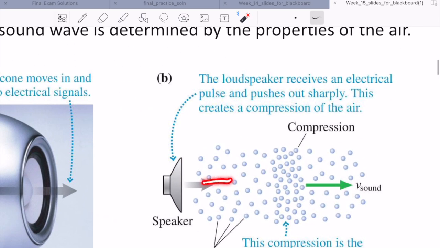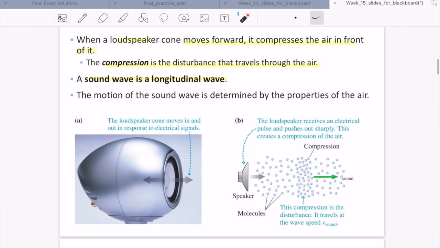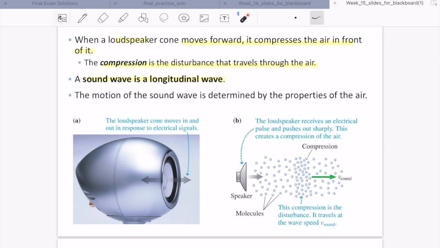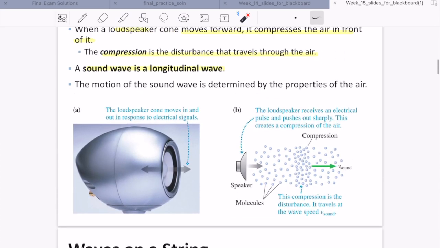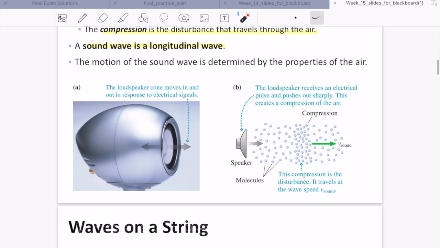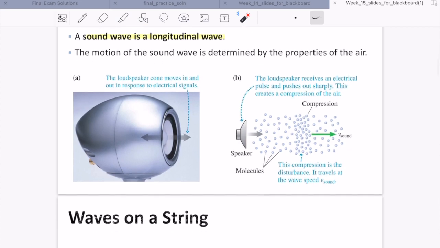So we see these air molecules being compressed. Here's the motion of the wave. Here's the compression as well, right? So it's the disturbance of the medium in the same direction of the wave propagation. And maybe a little bit of detail here is that the motion of the sound wave itself is determined by the properties of the air. That's not something you really have to know, but more power to you if you know it.